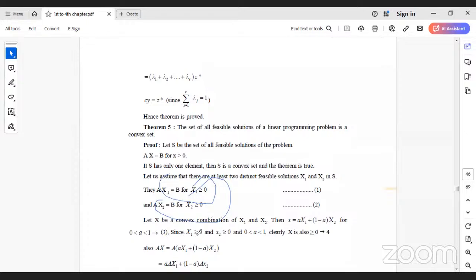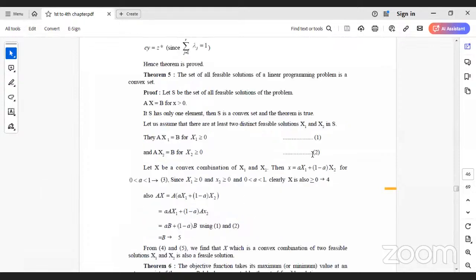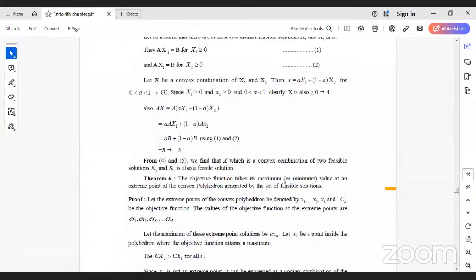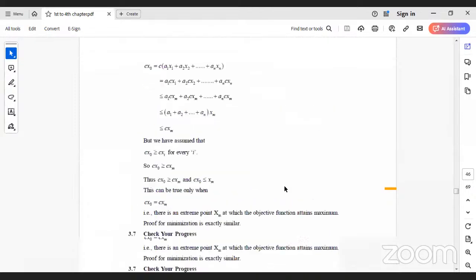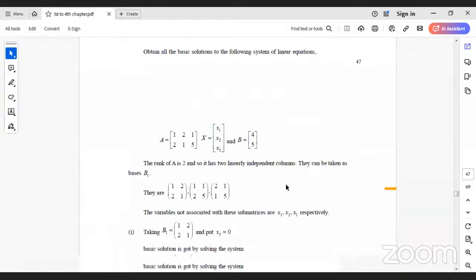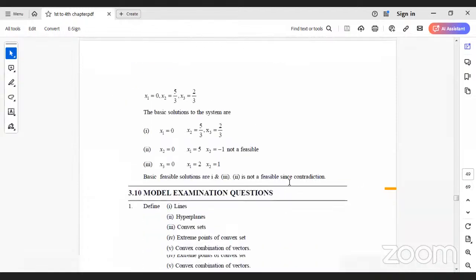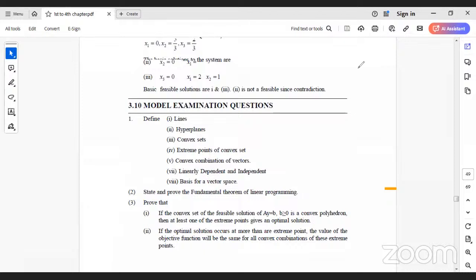There's the 3rd and 4th equation. Lambda we are taking common here. A into lambda x1 plus 1 minus lambda x2, which gives lambda B plus 1 minus lambda B. So therefore B, this is the fundamental rule. The theorem is also fixed, you have to learn this in this unit. Komal, these are all the short bits you have to study. This is the main statement and true fundamental theorem. Clear?